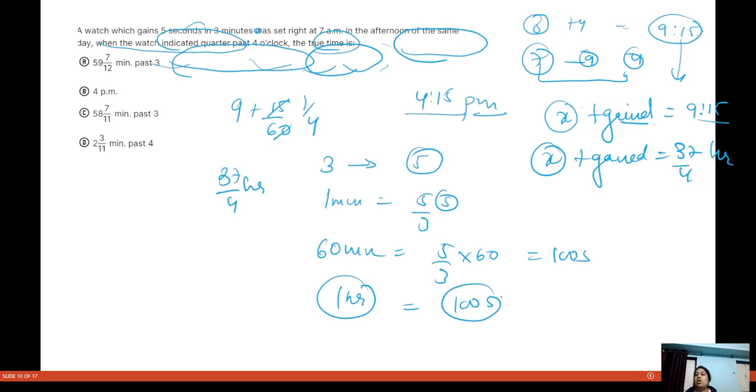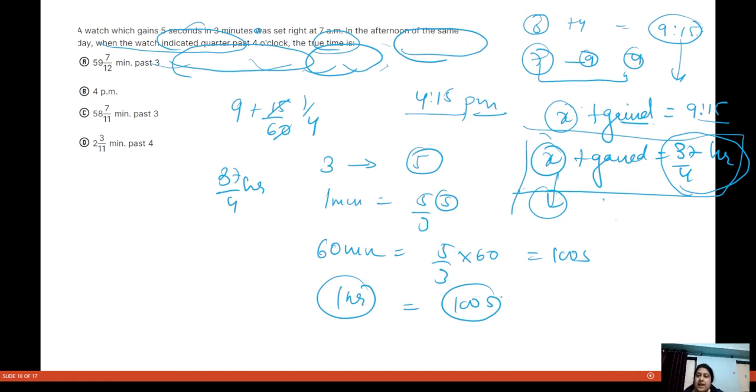Fine. Now what we are actually having here is gain. So the question is asking us, please revert back to the question. A watch gains, we have to find the true time, so we have to actually find x. So we have this 37 by 4 hours.